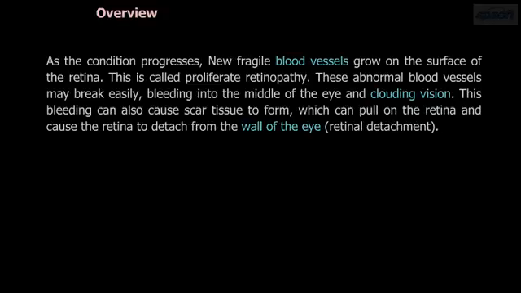Diabetic retinopathy develops when high blood sugar damages the tiny blood vessels of the retina. These blood vessels weaken and develop small bulges which may burst and leak into the retina. Later, new fragile blood vessels grow on the surface of the retina that may break and bleed into the eye, clouding vision and causing scar tissue to form.